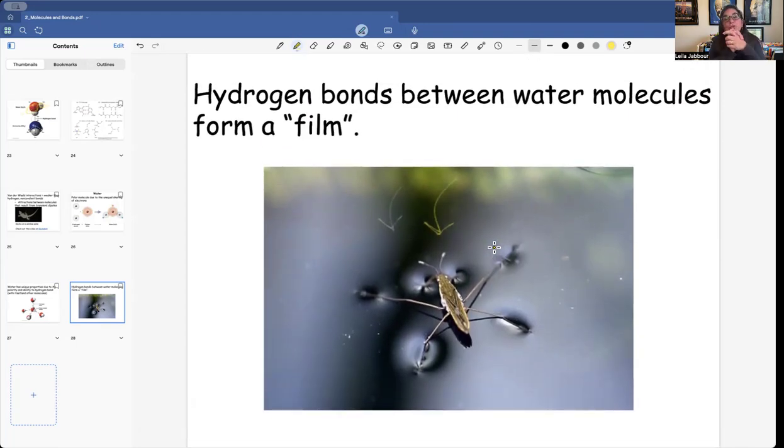We'll go more into the properties of the water molecule in a separate chapter. But that's all I wanted to talk about here, about these three types of chemical bonds: covalent, ionic bonds, and hydrogen bonds.